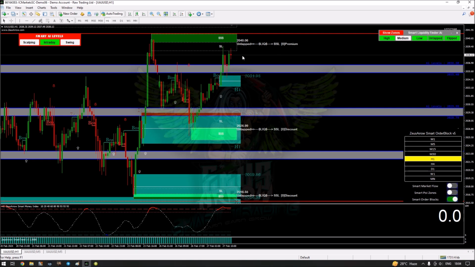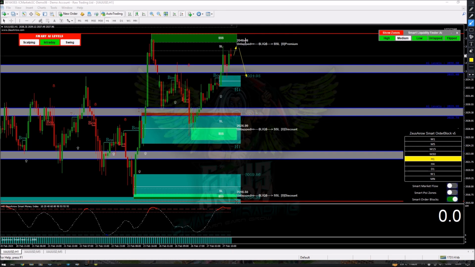The gold is at this liquidity area on H1. So here I'm expecting a liquidity grab and then a lower time frame confirmation, so then I can look for a sell. So that's the first plan of setup.